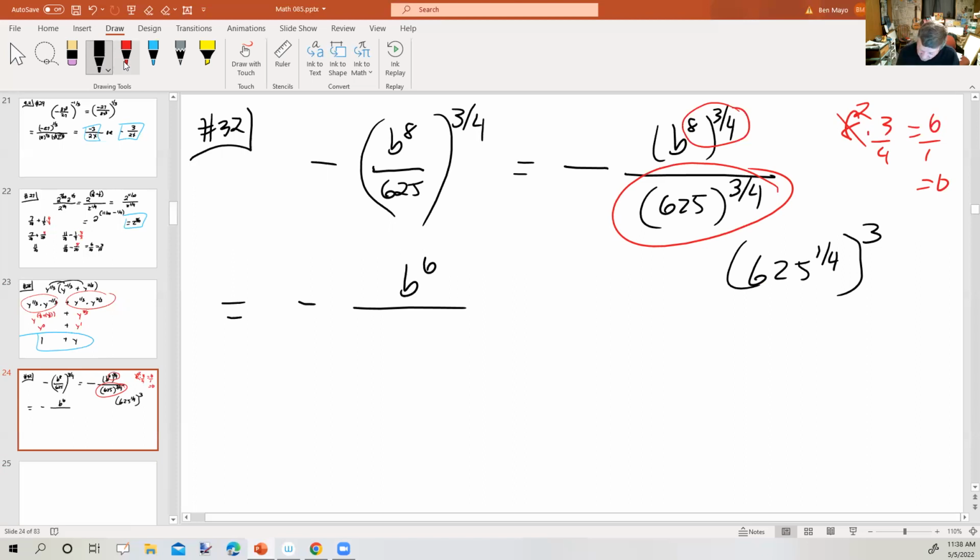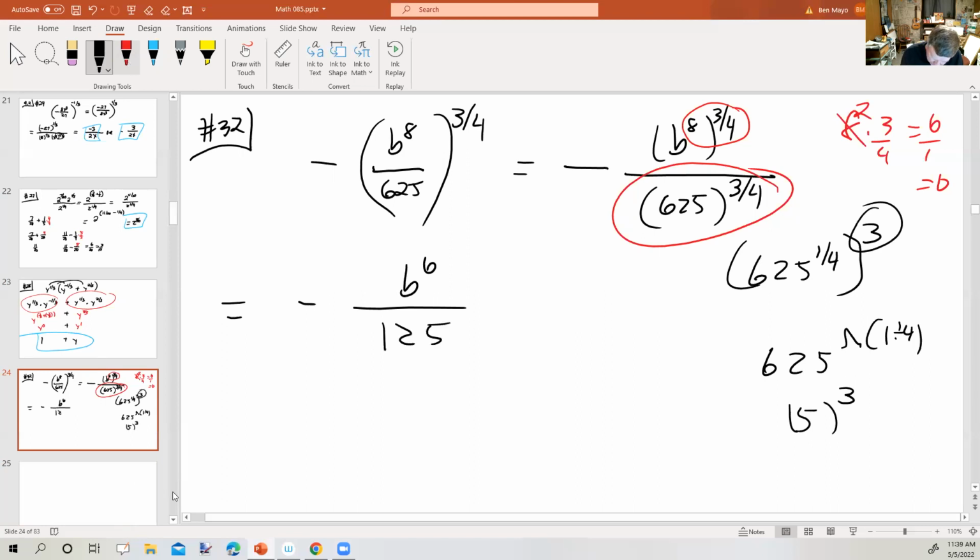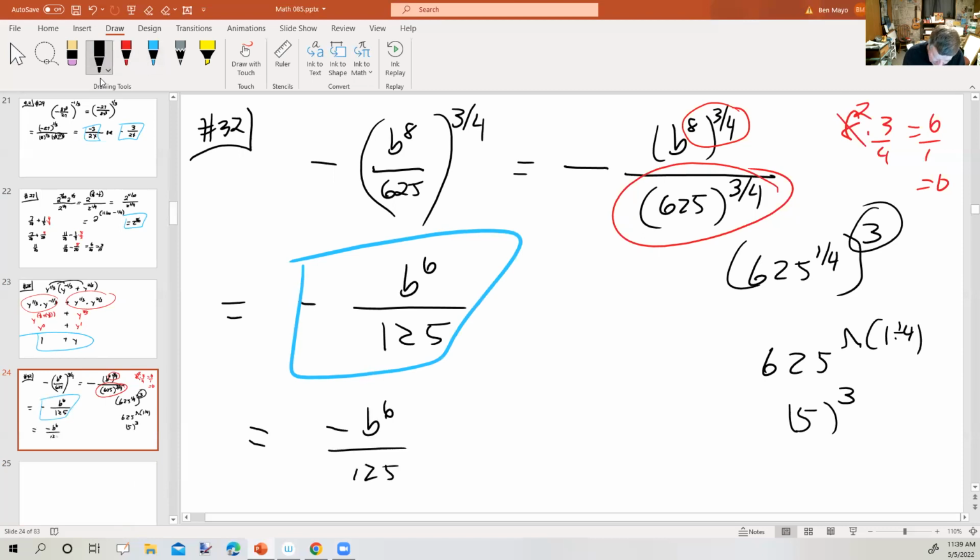And if you don't just know that or see that, you could put this into your calculator. 625, the little caret key, raised to the 1/4 power. Let's see, got to turn it on first. 625 to the parentheses, 1 divided by 4 power. And that becomes 5. And then that's going to be cubed, which is 125. So there's the final answer. Or you could write it like this, negative b to the 6th over 125. But again, that negative sign is outside the original part.